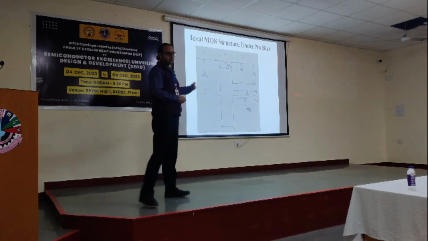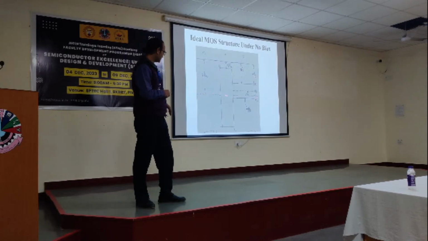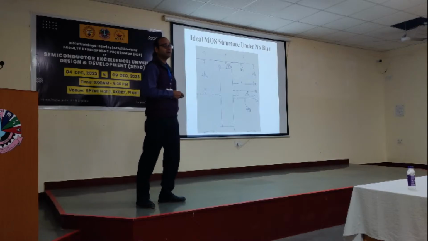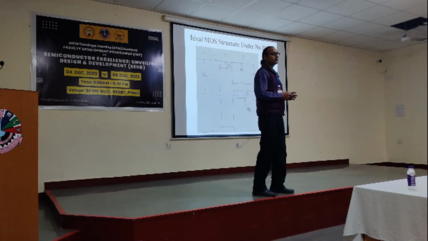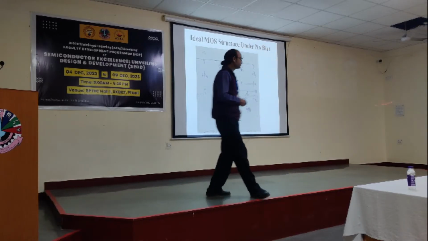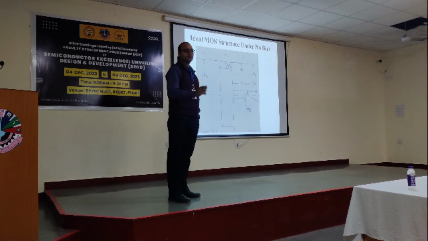So here we have assumed an ideal structure. Ideal means there are no surface charges and no charges inside the oxide, and the work function of the semiconductor and the metal are both the same, meaning an equal amount of energy is required to get an electron out of either material. This is not the practical case.